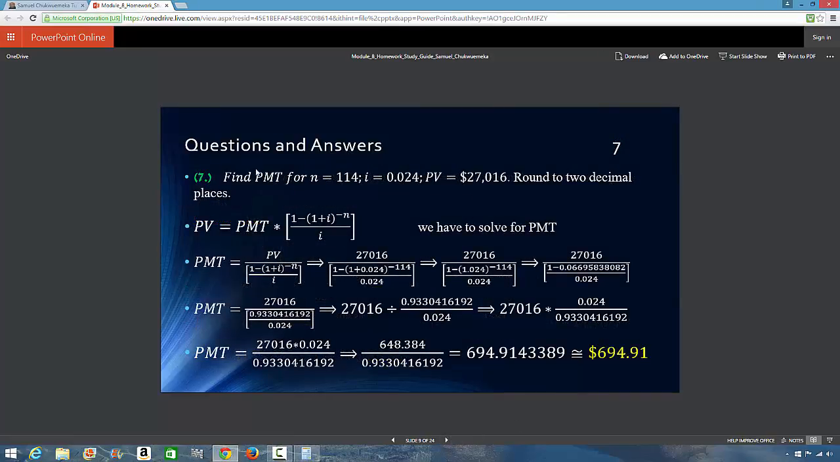Question 7. In this case, you're asked to find the payment. They gave you the N. N is 114. I is 0.024. And present value is $27,016. Round to 2 decimal places. This is literal equations. So please view my videos on literal equations to see how I solved for the payment. Okay, you divide both sides by this so that you can get the payment.